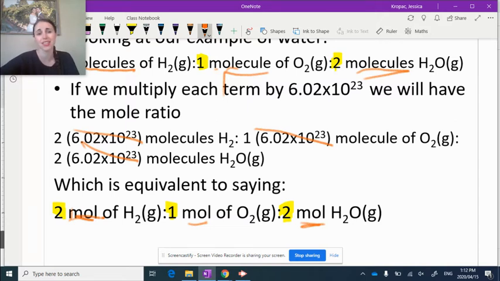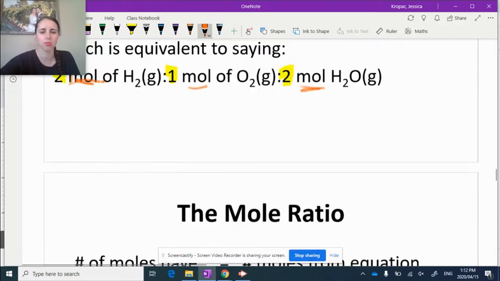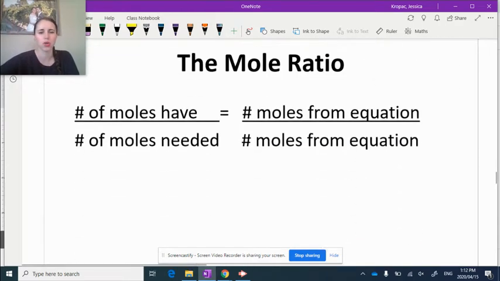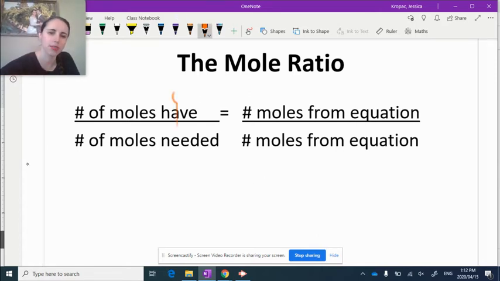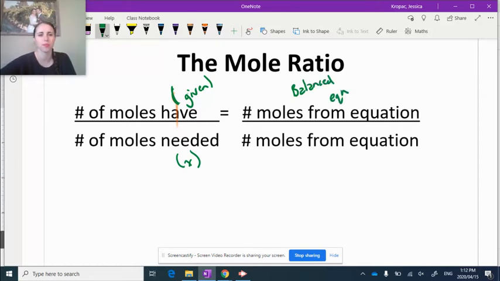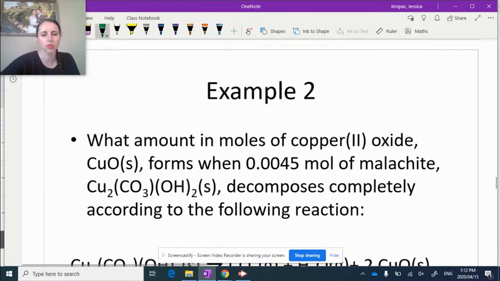So we're going to do the exact same thing, but now this time we're going to use the term mole instead of the term molecule. So for the mole ratio, it's going to be the number of moles that I have, or the information that I was given. Let's go back to green. Look at, I got a Christmas vibe going on. So this is information I was given. This is going to be my X that I'm looking for, and this is going to come from my balanced chemical equation.